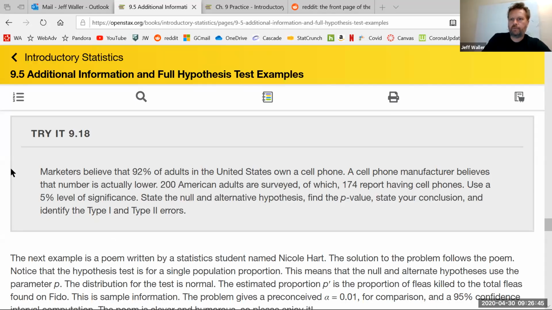Do you guys see a problem up on the screen? Yes, okay. So it's the 918, try it. The marketers, blah, blah, blah. All right, let's do this. Read through that problem. Don't worry about their bullshit, right? We know the 5 steps we got to do, and I'll tell you the 5 steps. So the first step, I want you to write down what the claim is and then write down what the hypotheses are. Please.